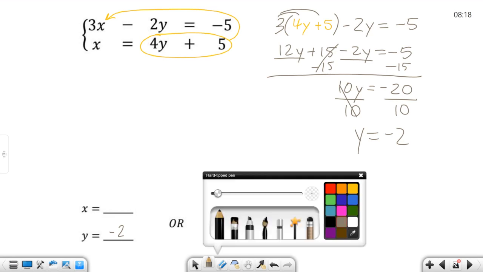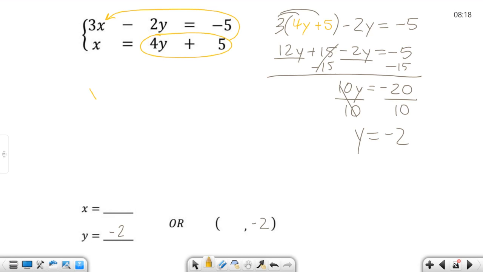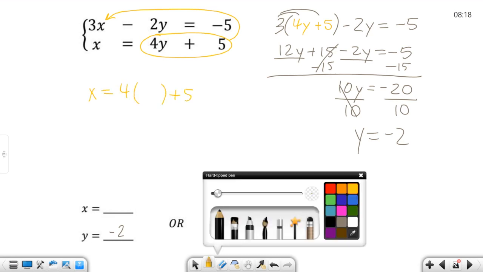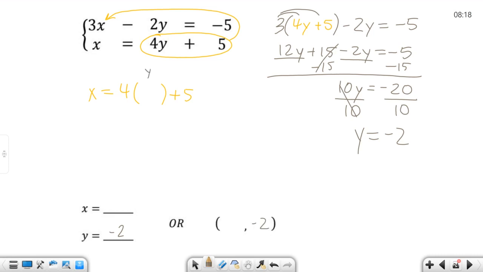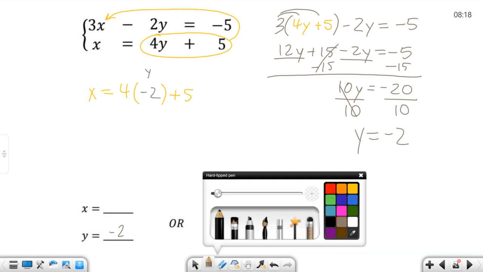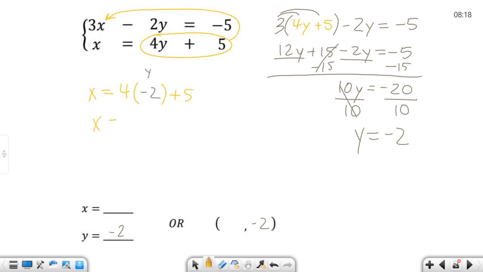Well, how do I find x? I know that x equals 4 times whatever I got for y plus 5. But don't I know y? I sure do. Y is negative 2. So I plug it in. And so now I get x equals negative 8 plus 5. Negative 8 plus 5, you subtract and get 3 and keep the sign of the larger. So x equals negative 3. And again, I used this one to solve for x, the second variable. So then check it here.